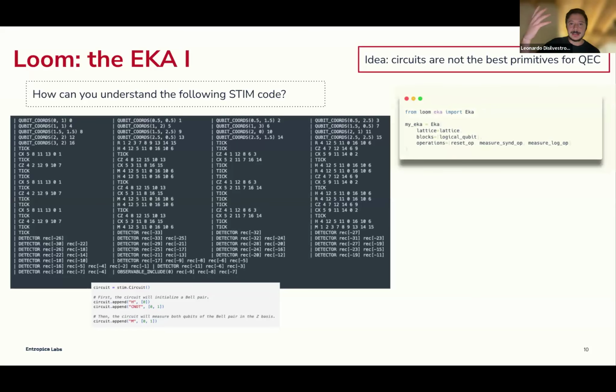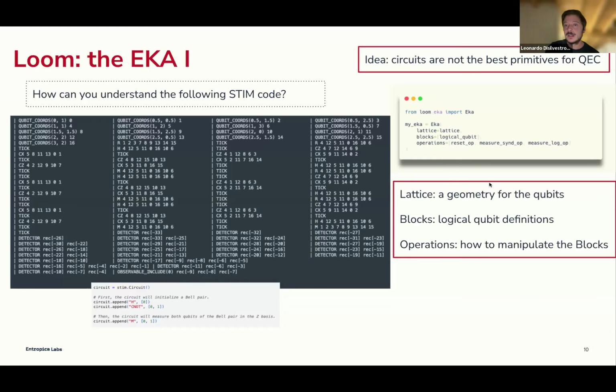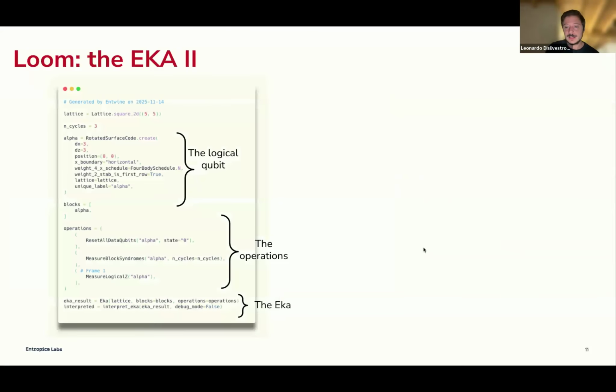So again, the idea is that from Loom import ECA, and then my ECA will be the union of these three data structures: a lattice, a space where my physical qubits live; blocks, so my logical qubits; a definition, something that tells me what a logical qubit is; and then operations, a list of operations that tells me what's going to happen in this logical qubit. Yes, that's exactly what I said.